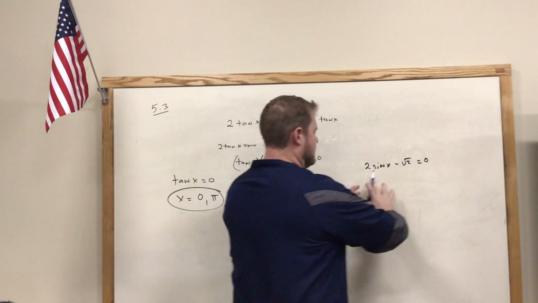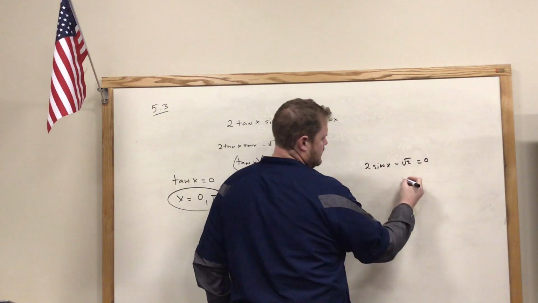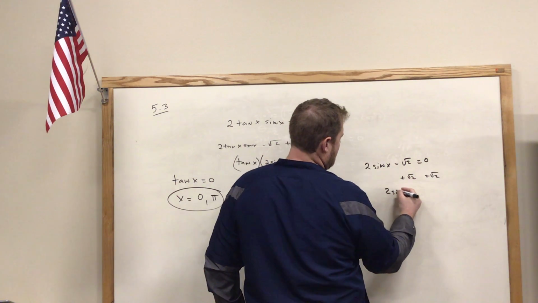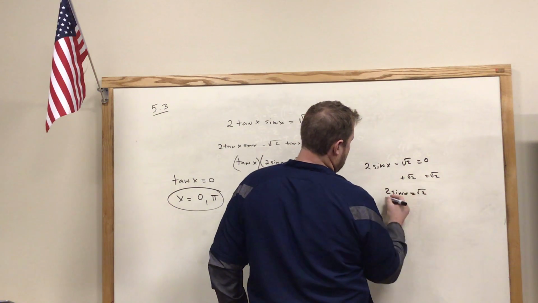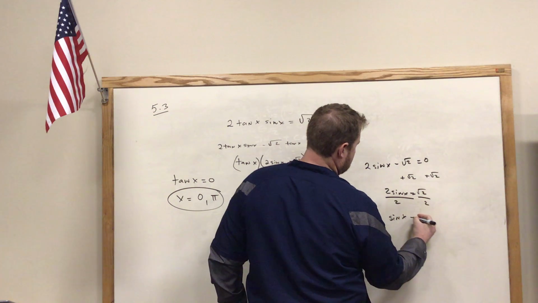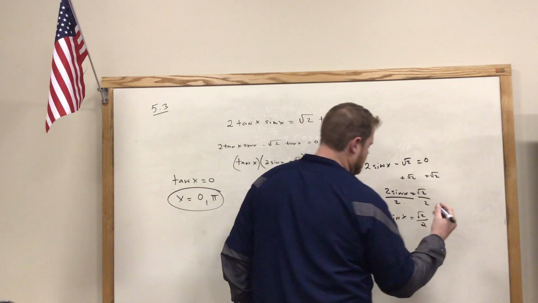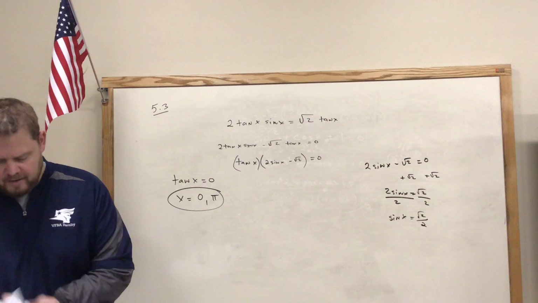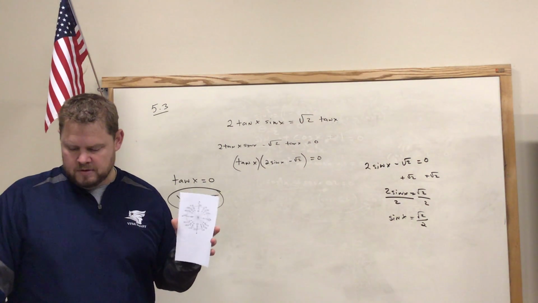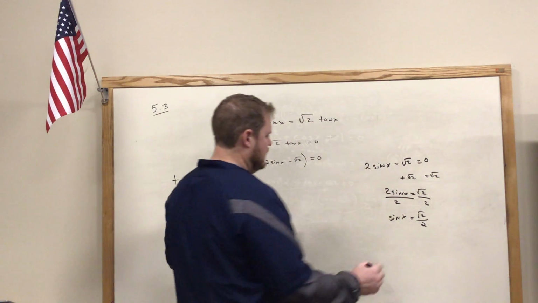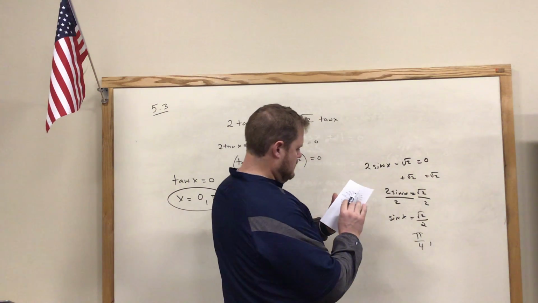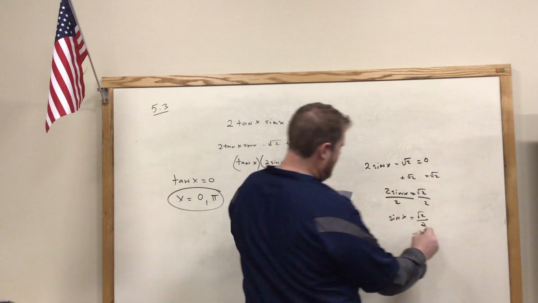What about this one? Can this be worked out? Sure it can. Watch. Add square root of 2 to both sides. 2 sine x equals square root of 2. Divide by 2, sine x equals square root of 2 over 2. So, when on our little diagram is sine square root of 2 over 2? So our answers are pi over 4 and 3 pi over 4.